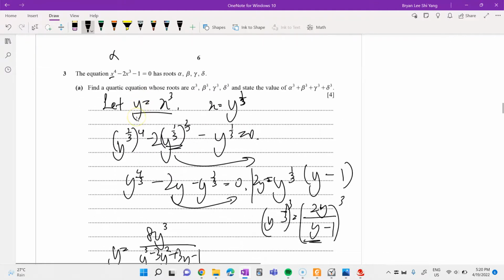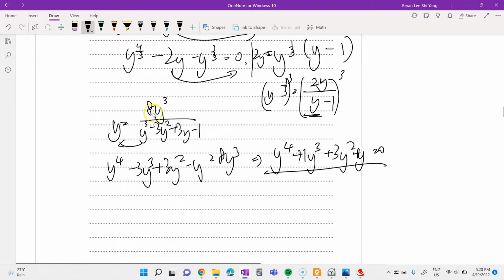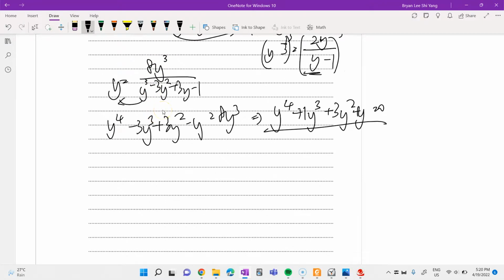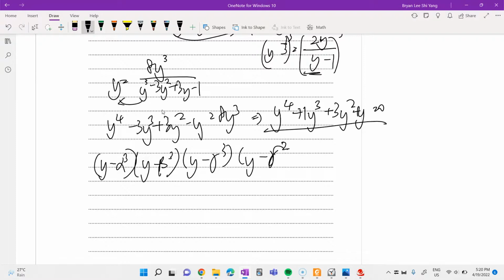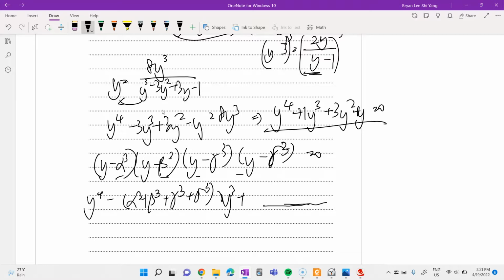And then since we've assumed this, find the value of alpha cubed plus beta cubed plus gamma cubed plus delta cubed. So basically, we have (y minus alpha cubed)(y minus beta cubed)(y minus gamma cubed)(y minus delta cubed) equals 0. These are the 4 solutions. Then we have y to the 4th minus (alpha cubed plus beta cubed plus gamma cubed plus delta cubed) y cubed plus, okay, I won't write this at the back because it's time consuming.